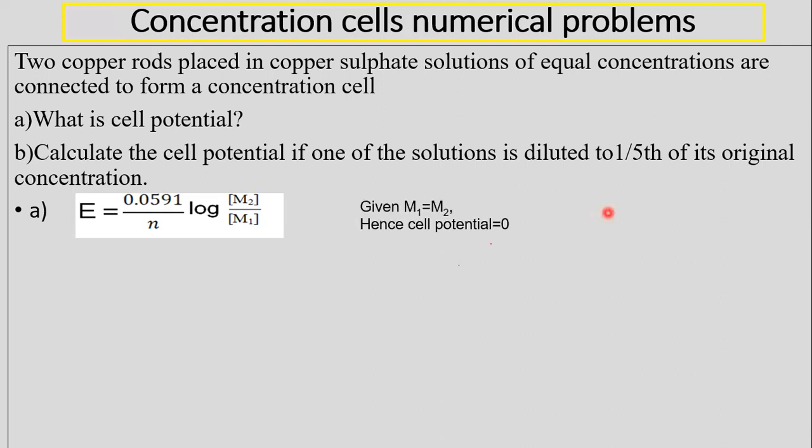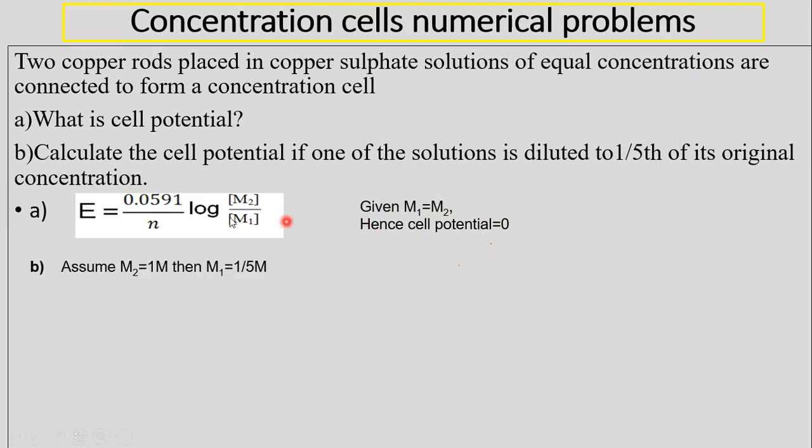Here what is told? They are of equal concentration. That means M1 is equal to M2. So the cell potential, what it will be? M2 by M1 will be 1. Log 1 is 0. Therefore, the cell potential, or E cell, or EMF is found to be 0. This we have seen in the previous slides. When M1 is equal to M2, then the cell potential is zero and no current will flow.